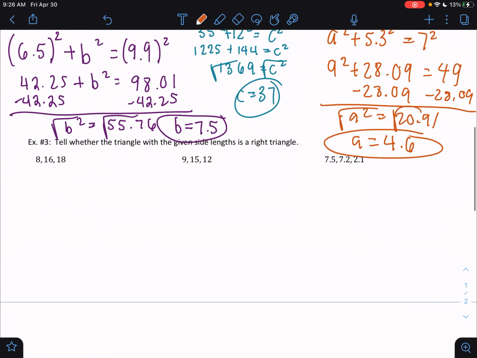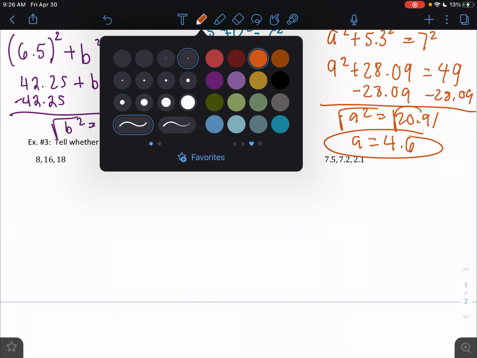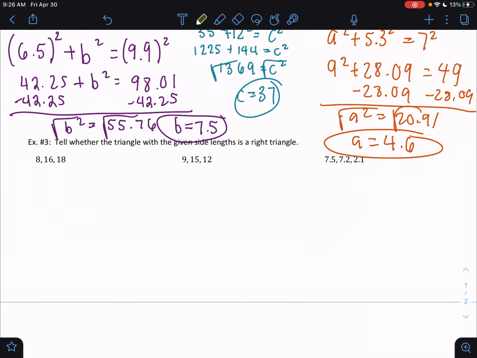The last section of this is to tell whether we can create a triangle with the given side lengths. So for this one, there's kind of a sort of a formula. You want to do the small side plus the medium side, and we want to know, is that greater than the larger side? If it is, it makes a triangle. If it does not, then it won't make a triangle.